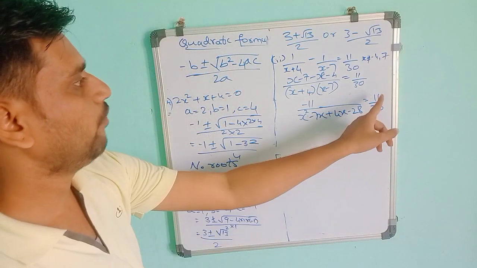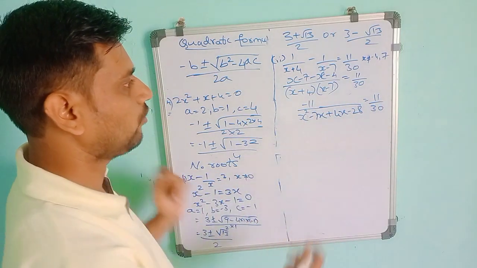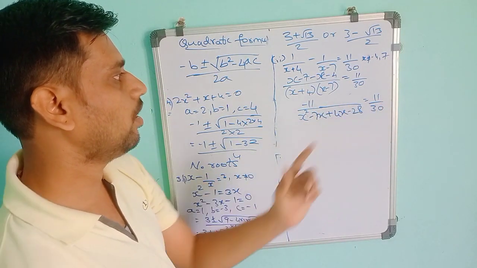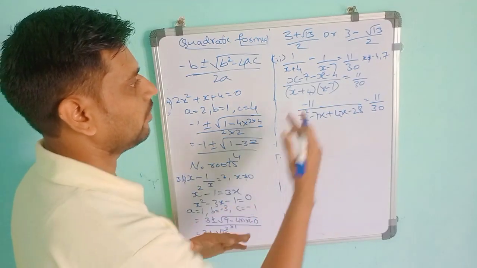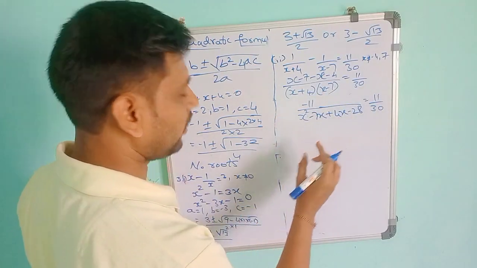See here, 11 is there, and here also 11 is there. As I told you, when a numerator and denominator are there with an equal sign, you can cancel numerator to numerator or denominator to denominator directly.